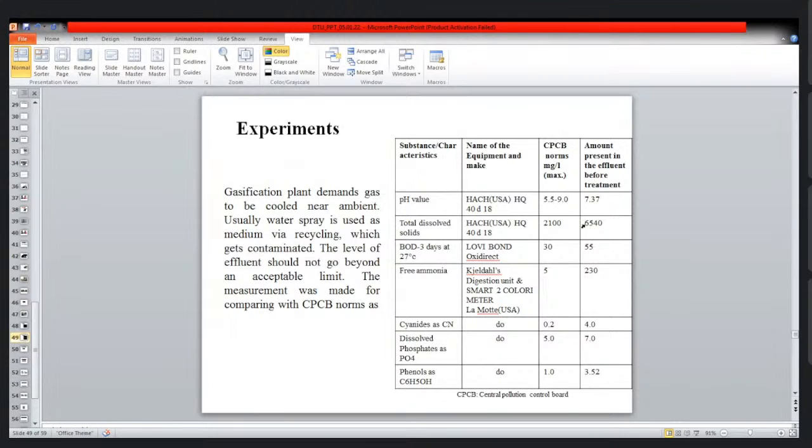It is slightly on the higher side, but free ammonia is also on the higher side, and beyond this it is minor, almost. So this was the emissions and the effluent during the cooling cleaning system.